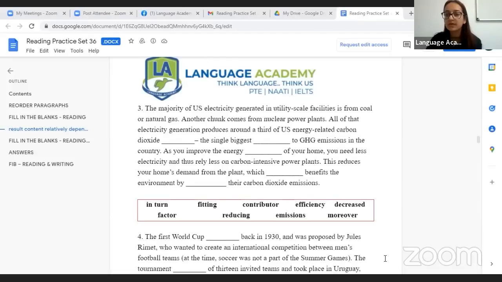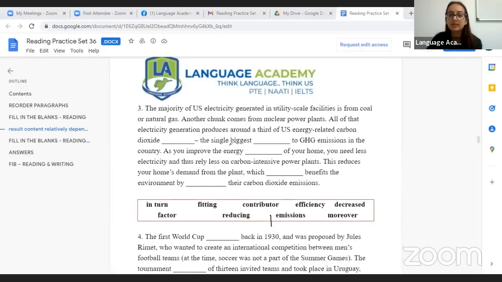Okay, should be done. Post your answers. All the rules that we have already discussed today are being applied here. The majority of US electricity generated in utility scale facilities is from coal or natural gas. Another chunk comes from nuclear power plants. All of that electricity generation produces around a third of US energy related carbon dioxide dash. It's a very common term, carbon dioxide emissions.